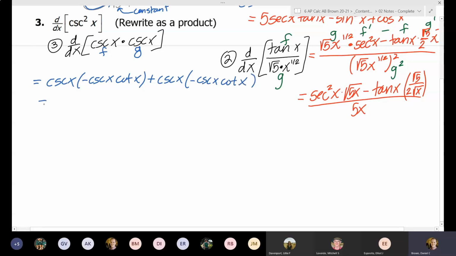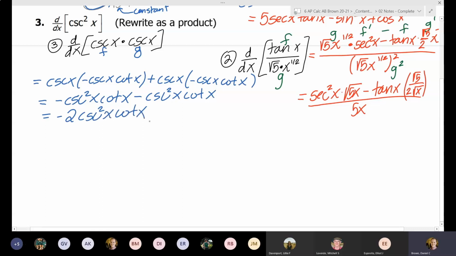If I did want to simplify it, I have a negative and 2 cosecants being multiplied by each other and a cotangent, and then a negative 2 cosecants multiplied together and a cotangent. Since those are the same, we can treat them like terms. And so this would be the simplified version of the derivative.